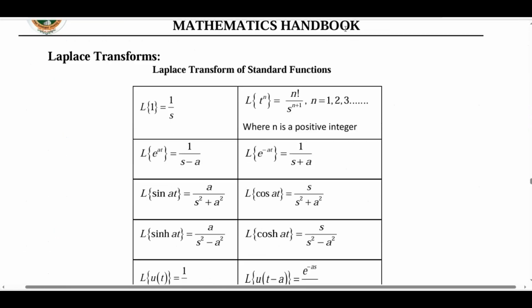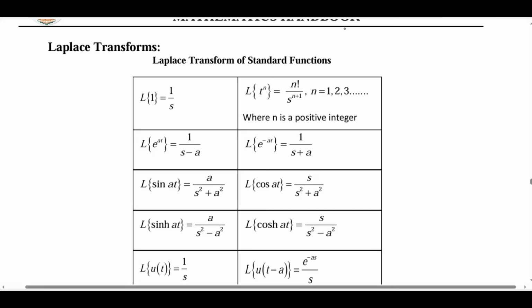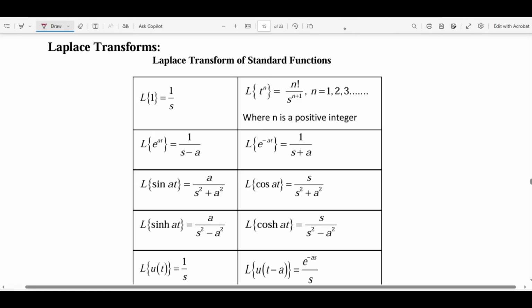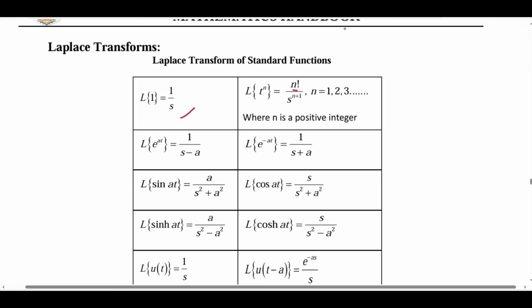Then you have next one, Laplace transforms. In Laplace transform, L of 1 will be 1 by s. L of t power n will be n factorial divided by s power n plus 1, where n is 1, 2, 3, a positive integer. L of e to the power of at will be 1 by s minus a, and then e to the power of minus at will be 1 by s plus a. Sin at will be a divided by s square plus a square. Then cos at will be s divided by s square plus a square. Then sinh at will be a divided by s square minus a square. Cosh at will be s divided by s square minus a square.